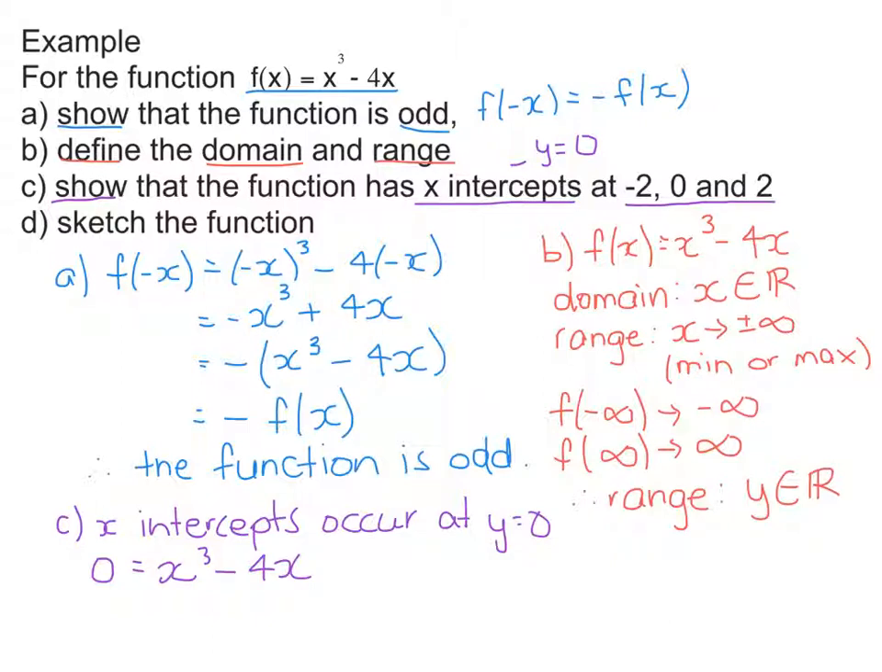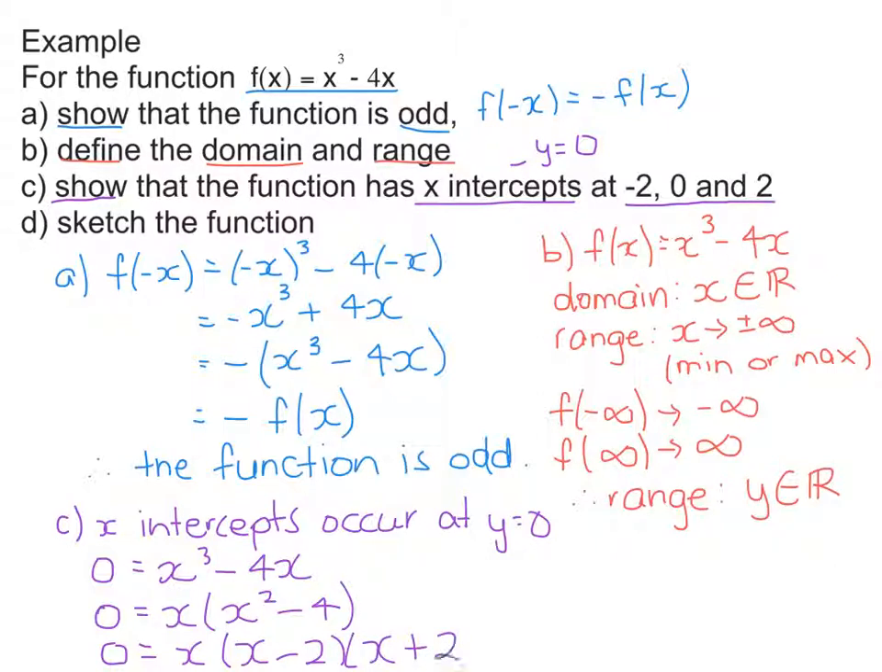The next thing we need to do is factorise our expression. So everything has a factor of x, which we'll take out the front, and we're left with x squared minus 4, which we know factorises to the difference of two squares. So that gives us x outside of x minus 2 and x plus 2. And by making each factor equal to 0, we obtain our x-intercepts. x equals 0, x equals positive 2, and x equals negative 2.